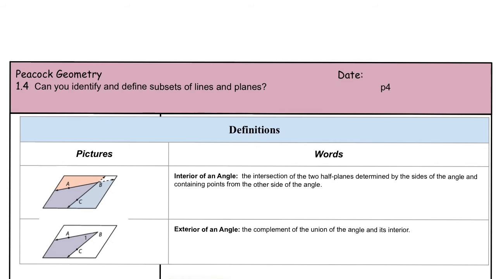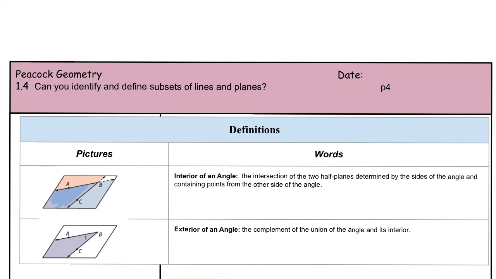All right, last 2 definitions. I told you there were a lot in this one. Interior of an angle. The interior of the angle is the intersection of the 2 half planes determined by the sides of the angle and containing points from the other side of the angle. Oh, what? All right, all it is, the interior of the angle is everything inside, all the points in between the points on either ray.